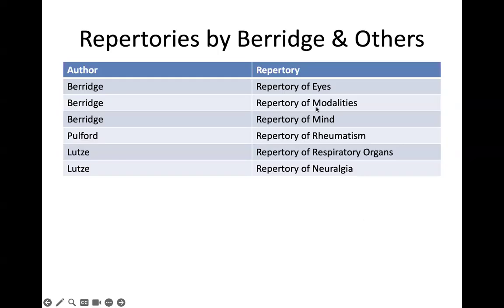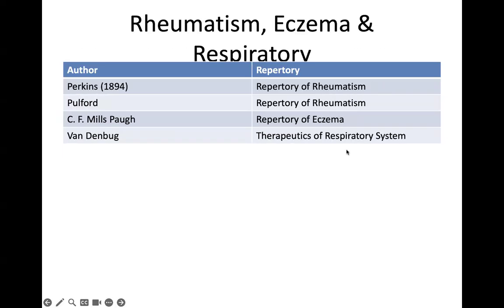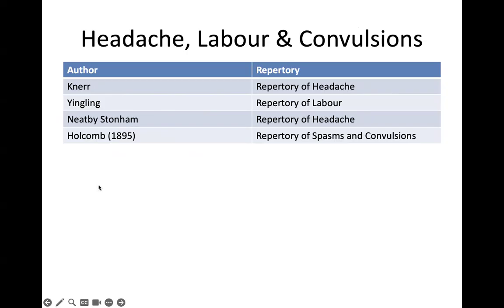Now, repertory of the eyes by Bayrich, repertory of the modalities by Bayrich, okay, repertory of the mind, repertory of rheumatism by Pulford. So these are very important. You will have to remember this. So repertory of rheumatism by Perkins in the year 1894, repertory of rheumatism by Pulford, okay, repertory of eczema by C.F. Milberg, therapeutics of respiratory system by Wadenberg. So I'm not doing any more. You just make a note of this, or you will get everything in your book.